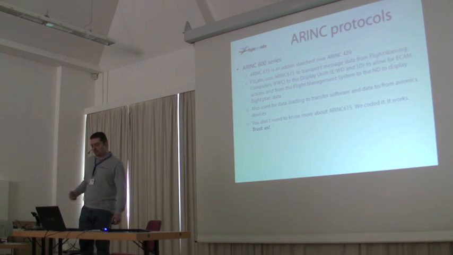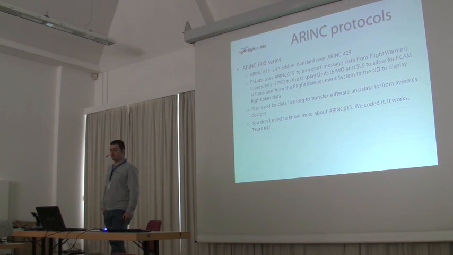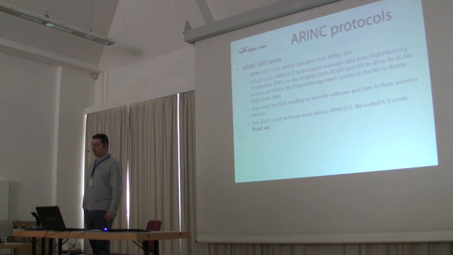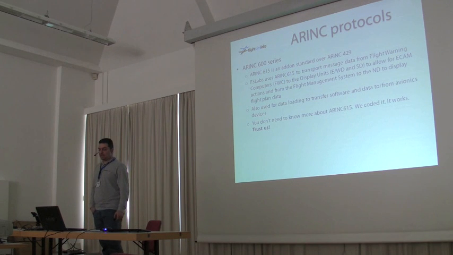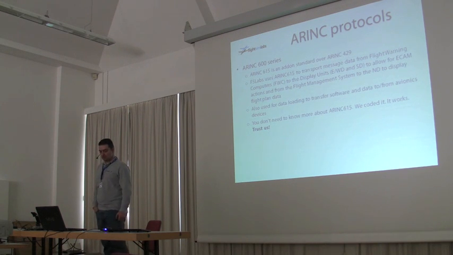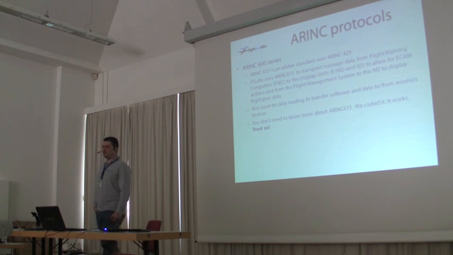Now, let's skip a little bit to the 600 series. This is an add-on standard over the ARINC 429 protocol. We use it to transport message data from the flight warning computers, so your warnings, cautions and the cycles and all that, to the display units, your engine and warning display, and the SD, the systems display. It allows the ECAM actions to come to the pilot to alert them when a failure has occurred, and also allows the flight management system to drive the ND to display flight plan data.